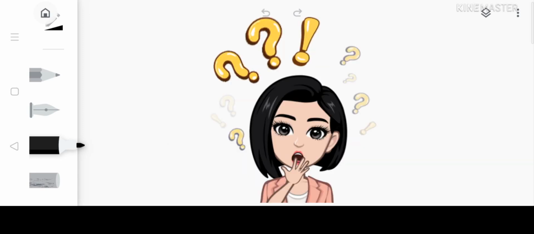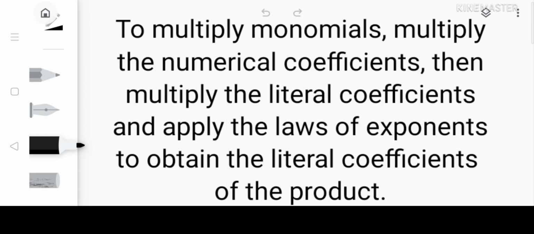Okay, so paano nga ba mag-multiply ng monomials? To multiply monomials, multiply the numerical coefficients by following the rule of multiplication of signed numbers, and then multiply the literal coefficients and apply the laws of exponents to obtain the literal coefficients of the product.